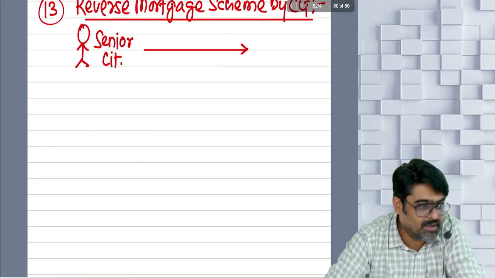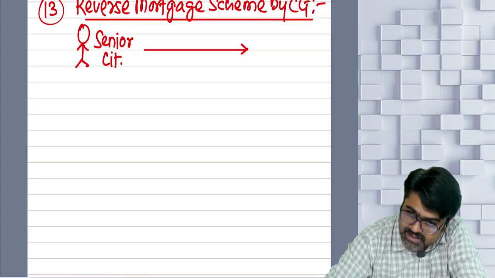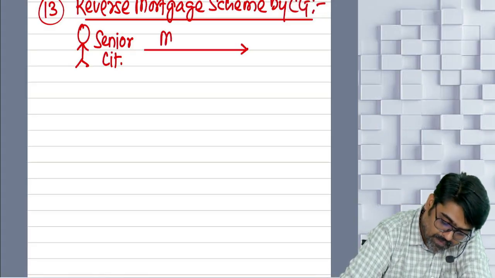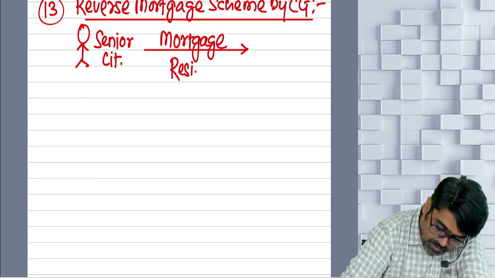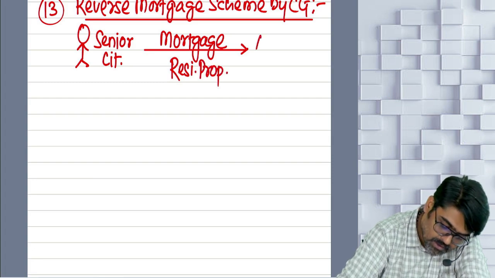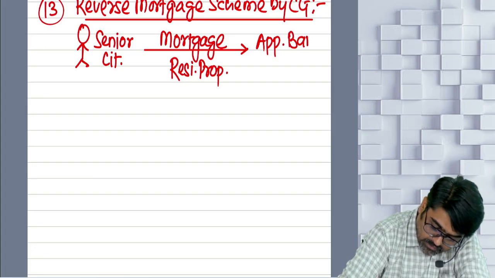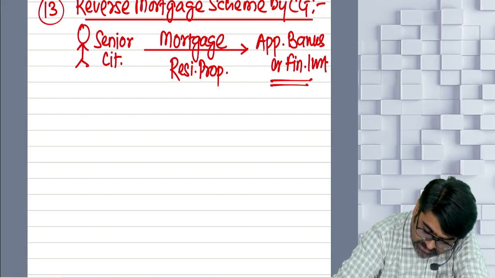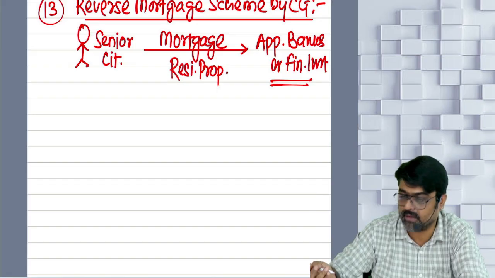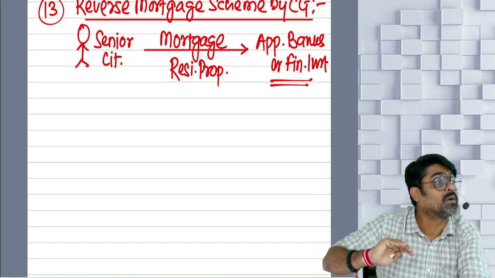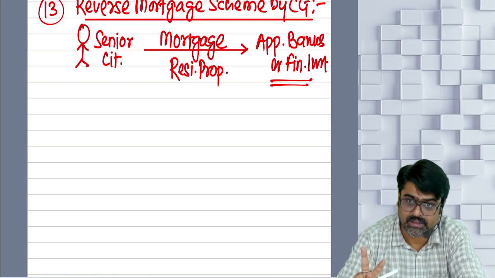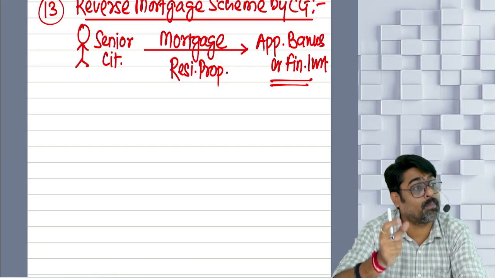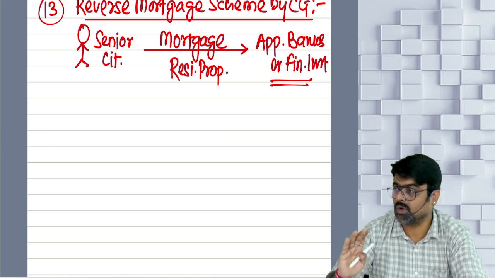So, Mr. Senior Citizen, do you have a residential property? Yes. So do one thing. Mortgage. What did I say? Mortgage the residential property with approved banks or financial institutions. Now these banks and financial institutions will be approved by the central government under the reverse mortgage scheme to take such type of mortgages from the senior citizens. Yes or no? So the banks or the financial institutions which are approved by the government, to those approved banks or financial institutions, you are supposed to mortgage your residential property.